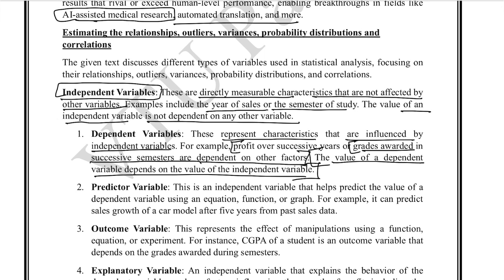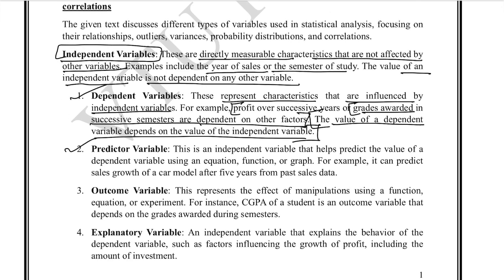Yes, we can make sure how corrections have been done. So one factor is depending upon the other factor. So yes, we have a dependent variable here. Next is the predictor variable. What is a predictor variable? This is an independent variable only that helps to predict the value of a dependent variable.